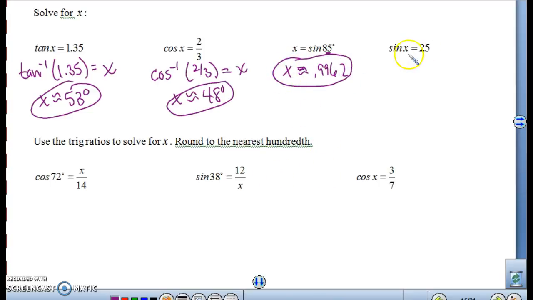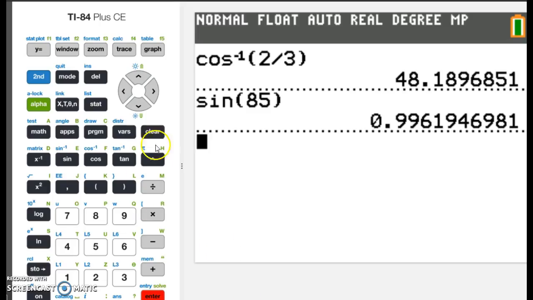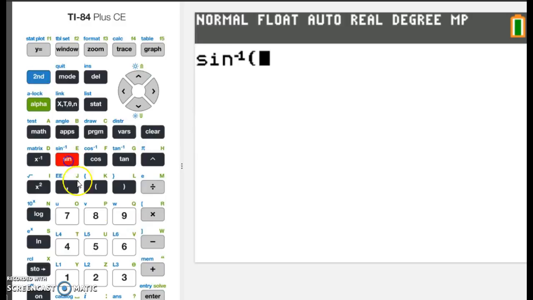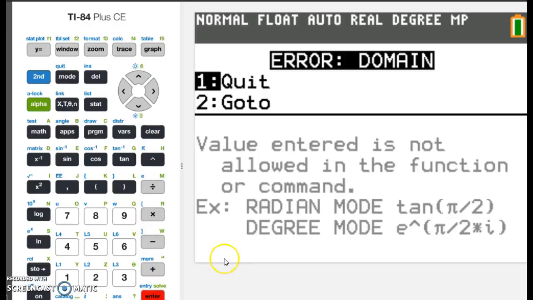All right, and then sine of x is equal to 25. So this one we want to know the angle whose sine is 25. So we should use the inverse sine of 25 is equal to x. Now let's look what happens when we do that. Second sine 25. Oh! This is not allowed. Value entered is not allowed in the function or command. The error is the domain.